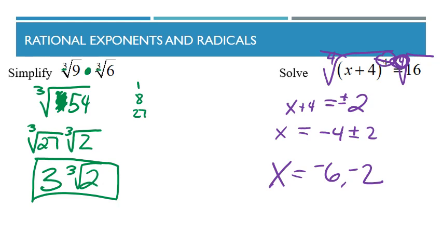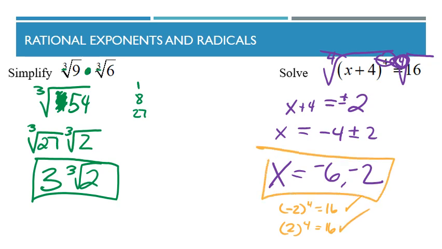If I plug that in, negative 6 plus 4 is negative 2. Negative 2 to the 4th is 16. If I plug in negative 2, negative 2 plus 4, that would be 2. 2 to the 4th is also 16. So I know that that answer is correct.